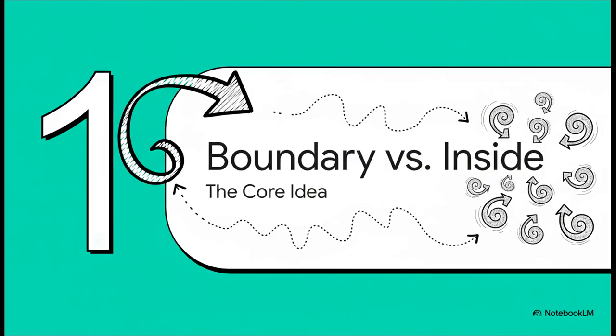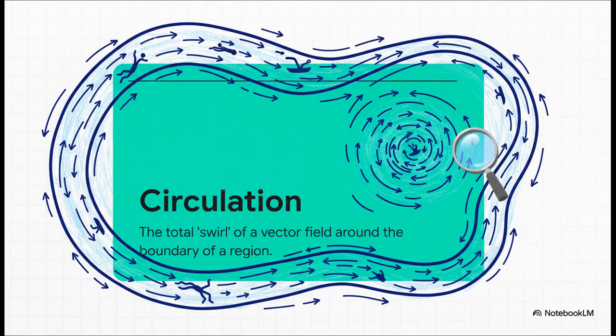Okay, first things first. Let's get right to the heart of what this whole thing is about. It's basically a story about two totally different ways of measuring something that, and this is the cool part, end up telling you the exact same thing. So the main character in our story is this idea called circulation. Just imagine a vector field is like the current in a river. Circulation is just the total push and pull you'd feel from that current if you traveled all the way around in a closed loop. It's the net swirl you encounter on your trip.